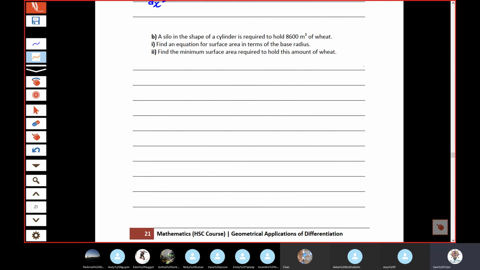A silo in the shape of a cylinder. Don't stress what a silo is. It just tells you it's a cylinder essentially. But a silo usually is meant to be a cone. But anyways, a silo in the shape of a cylinder is required to hold 8,600 cubic meters of wheat. That means what? What letter is that? V. I like that. There we go.